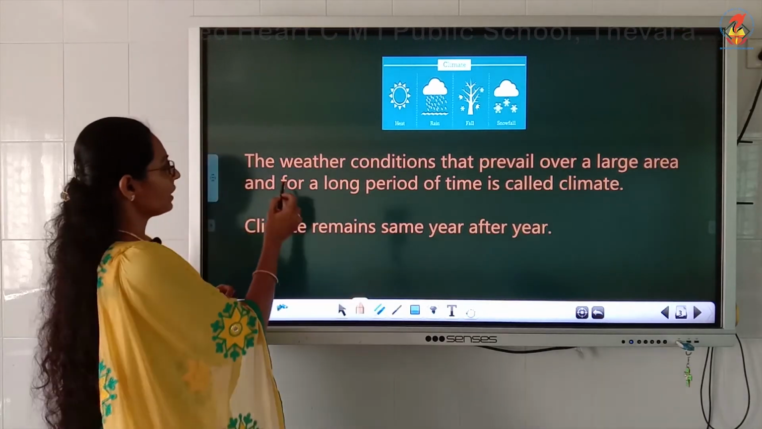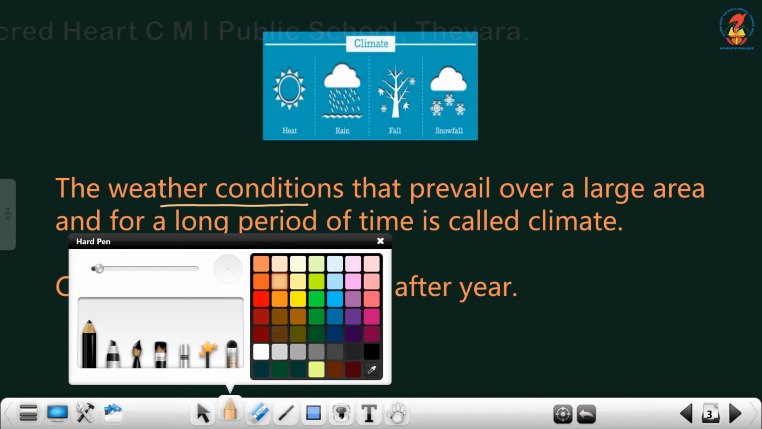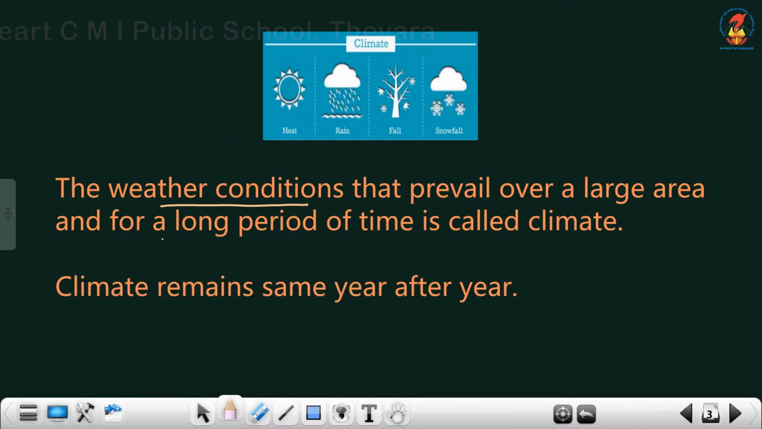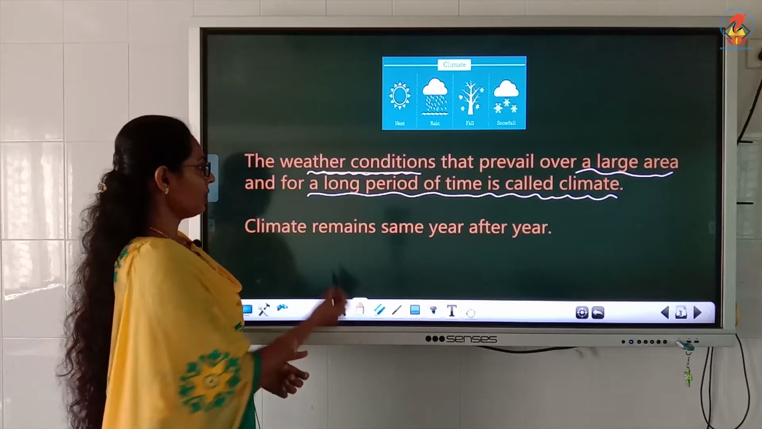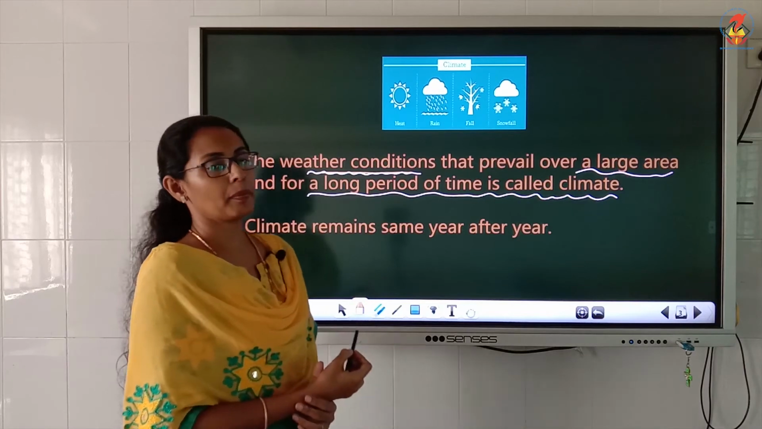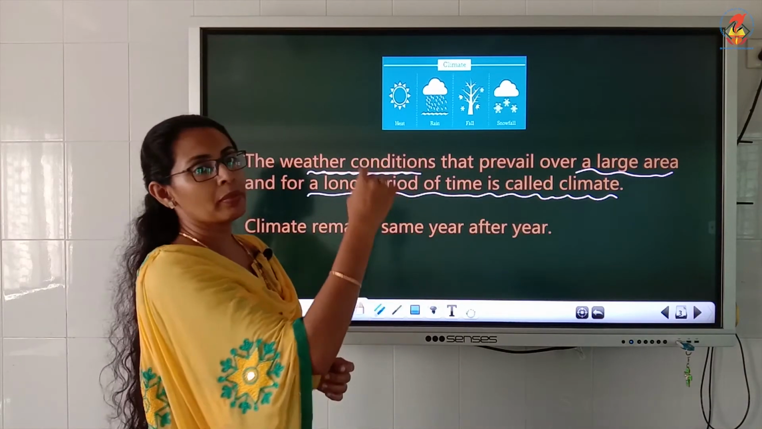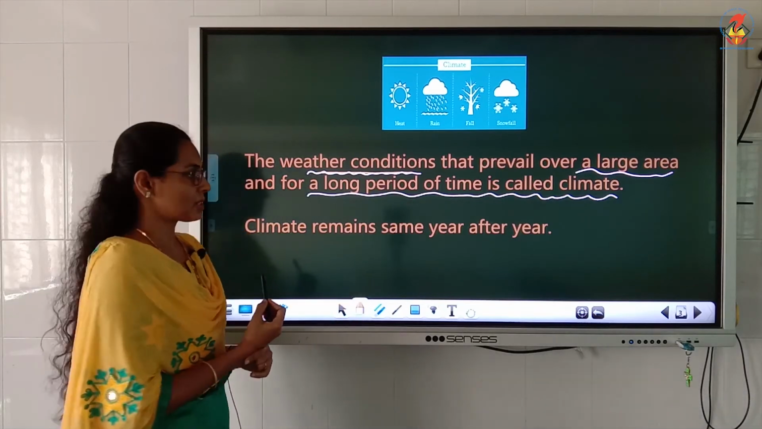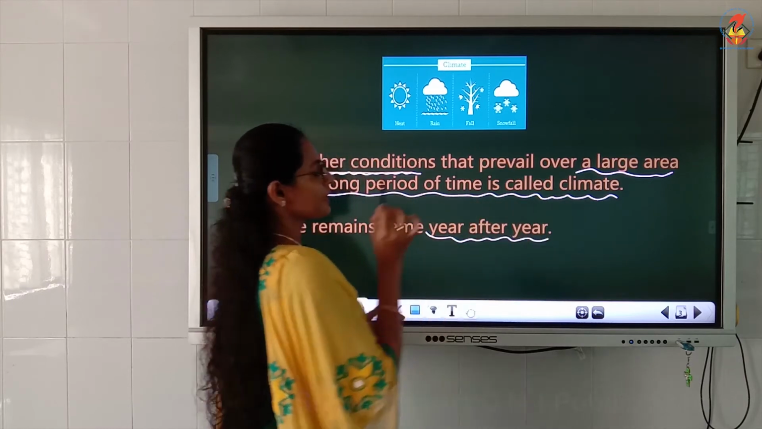Climate means the weather conditions that prevail over a large area and for a long period of time, maybe 100 years or 60 years. It is a long time, and it is called the climate. And climate remains the same year after year.